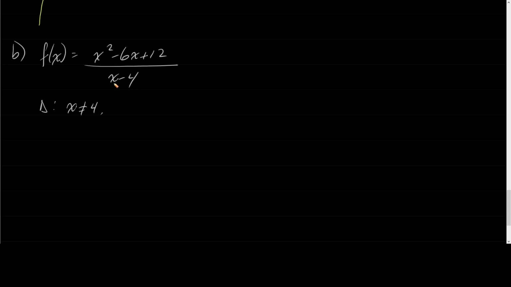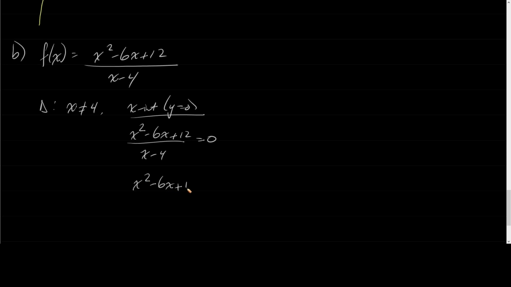Next thing, let's find some intercepts. So the x-intercept is when y is equal to 0. So let's set this function equal to 0. x squared minus 6x plus 12 over x minus 4, set it equal to 0. Now look at that. What do we have? We have a fraction equaling 0. The only way for a fraction to equal 0 is if the numerator itself is equal to 0.